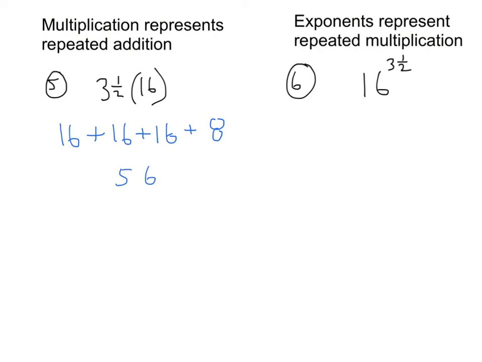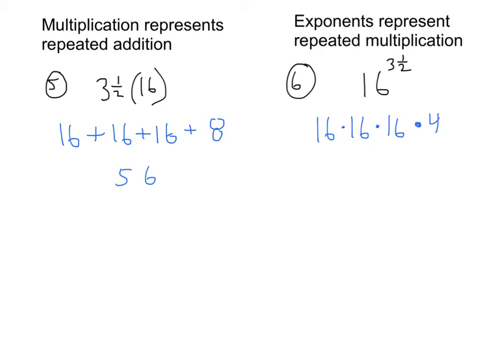Now let's think about 16 to the 3.5 power. Remember, the exponent tells us that we're multiplying, and it's telling us we're going to have 3.5 16s being multiplied. So that would be 16 times 16 times 16. There are 3 16s right there being multiplied. And then I need half of a 16. But it's not 8. It's half of 16 in a multiplication sense. Half of 16 is actually 4.